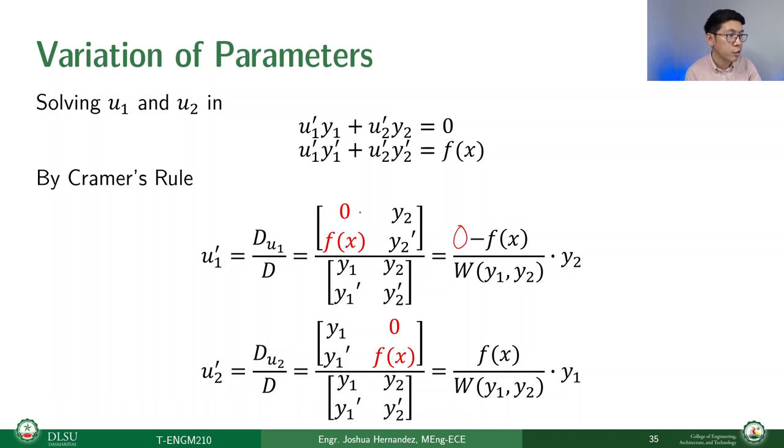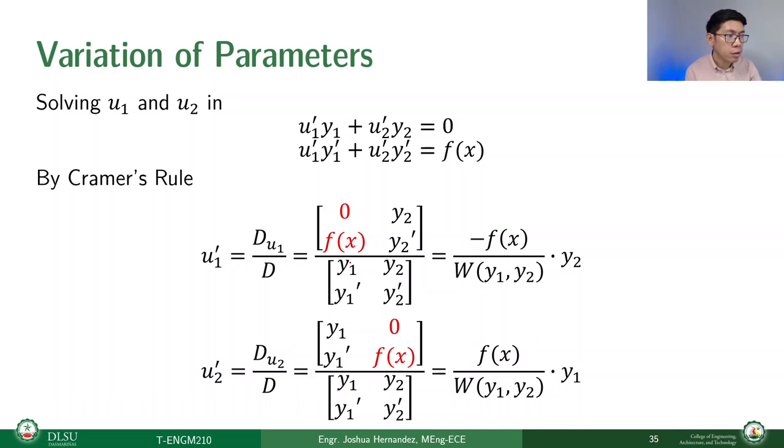That is because 0 times y2 prime, minus, cross multiply. So we got negative f of x times y2. Now, interestingly, your determinant here, y sub 1, y sub 2, and then y sub 1 prime and y sub 2 prime, is actually similar to another concept that we learned in our previous lesson, which is the Wronskian of the functions.